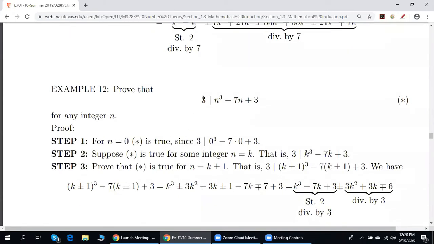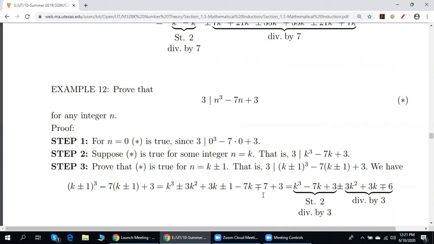Next, let us prove that 3 divides n cubed minus 7n plus 3. Again, as before, for n equal to 0, this is true because 3 divides 3. Suppose this is true for n equal to k. Prove that 3 divides this for n equal to k plus 1. So we replace n here and here by k plus 1. Done. We copy this expression here. We expand parentheses. Done.